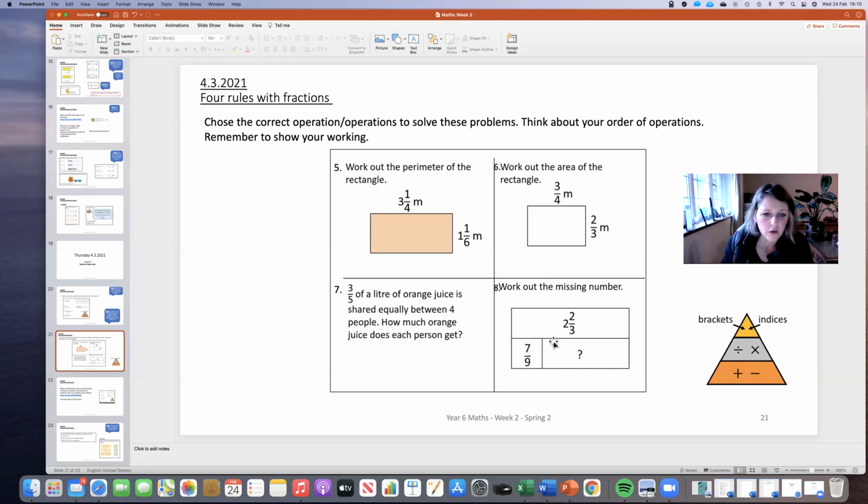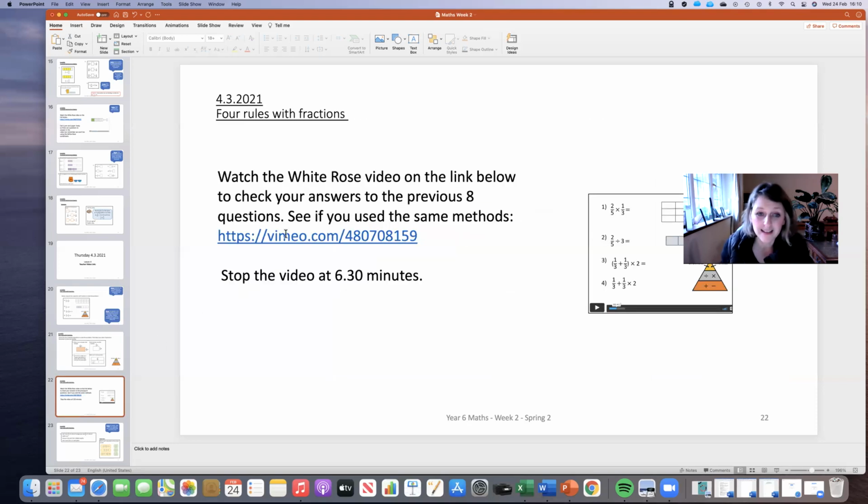So once you've done those first 8 questions, we would then like you to look at the video, because in the video, they take you through those questions and they show you the correct solutions. And you can check your working against that. You can mark it, but also you can see, okay, what bit was I not quite sure about? Let's see if I've used the most effective method, and you can see if you can make any improvements to your work. You don't need to go all the way through the video though. As it says here, stop the video at 6 minutes 30 because they go on and do something else.